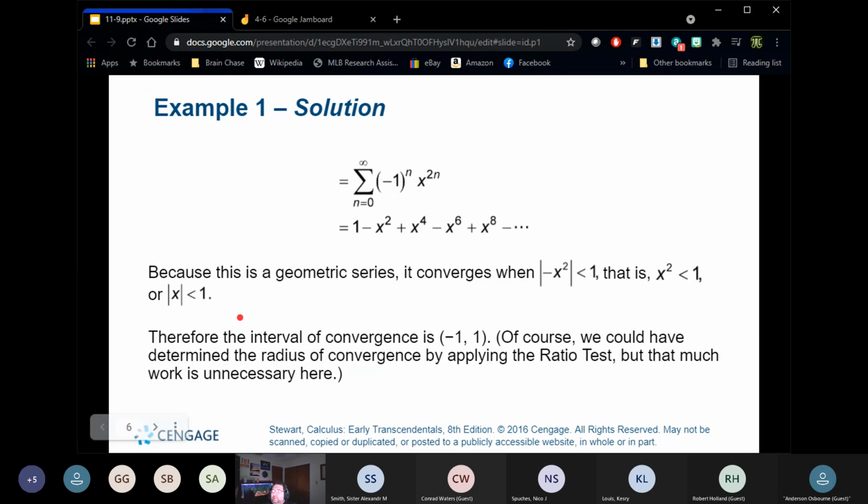Since it's a geometric series, I know it's not going to work at -1 or 1, because in a geometric series, the ratio is always less than 1. When I did the ratio test, I had to test both of those endpoints because 1 is inconclusive. But in a geometric series, 1 is not inconclusive, so we do not have to test those values. So that would be my interval of convergence, and my radius is just 1.